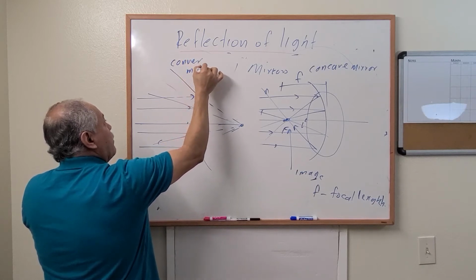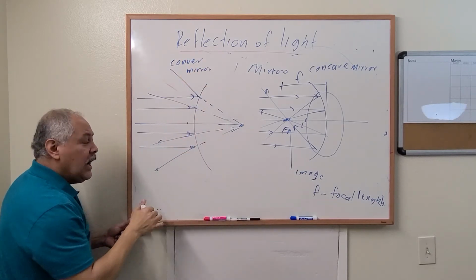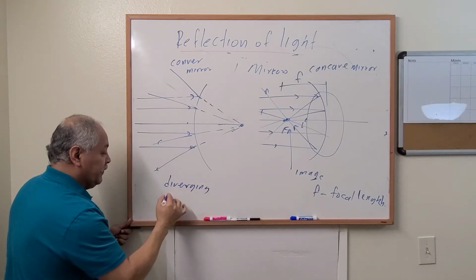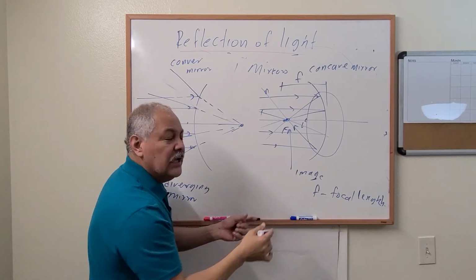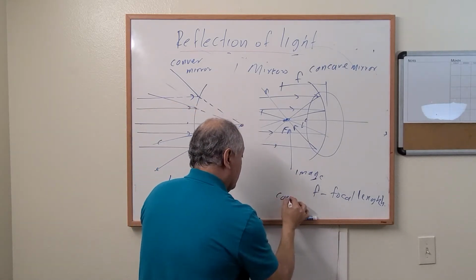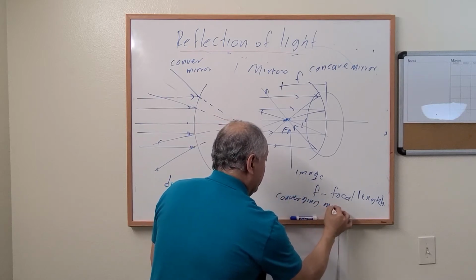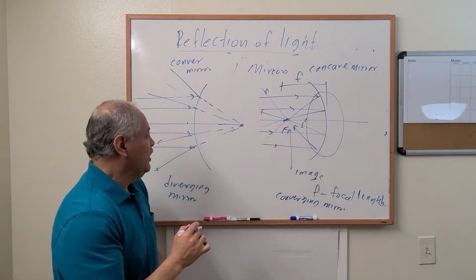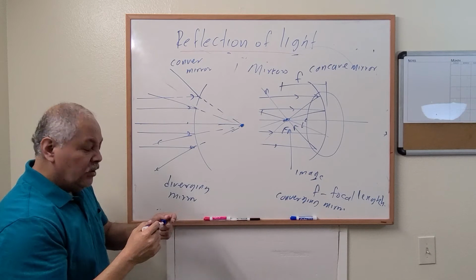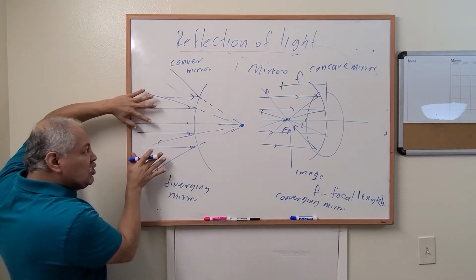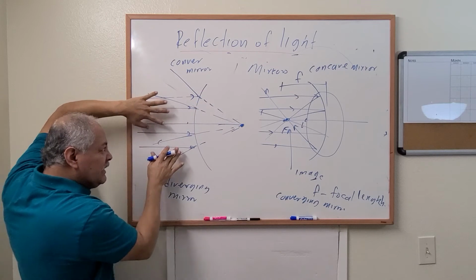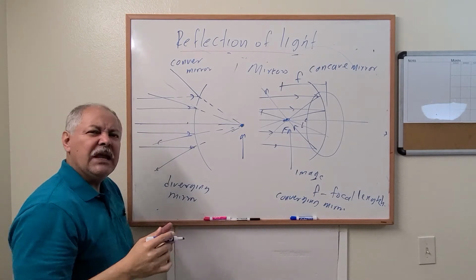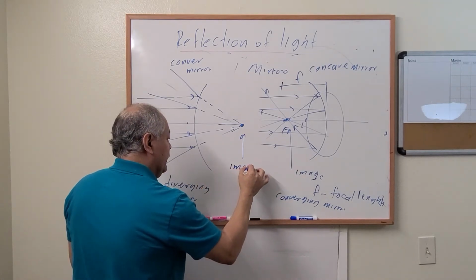mirror. Also, we can call this a diverging mirror, and we can call this a converging mirror, correct? Well, the same thing as before. We have the point where all of these rays seem to converge, behind the mirror, and this is the point, again, where we have the image.